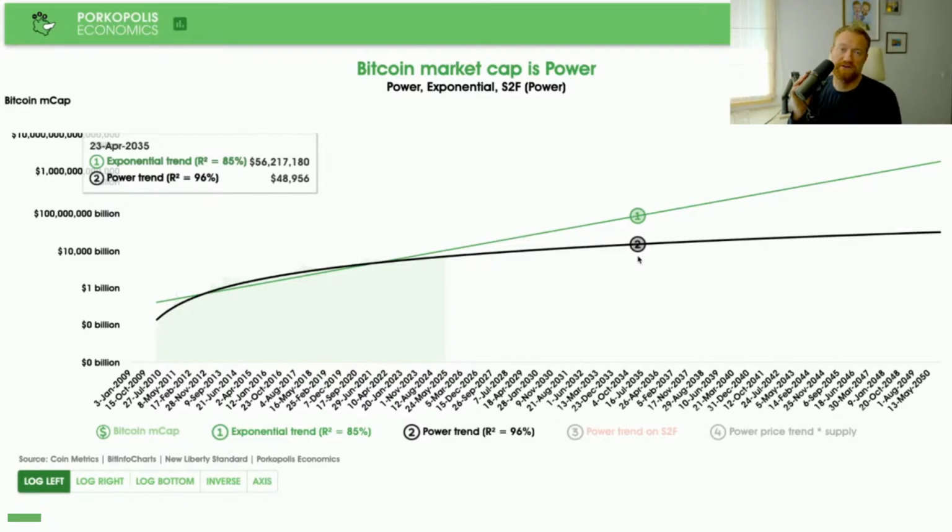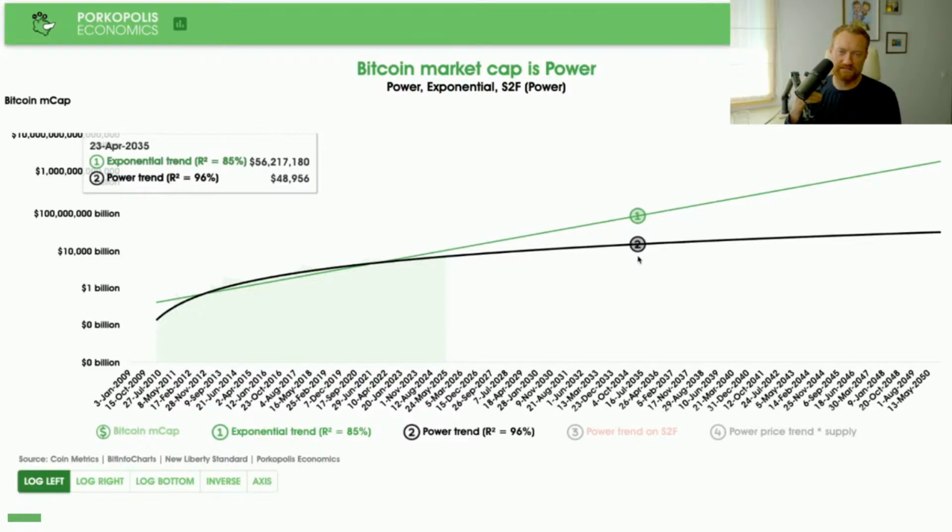The power trend expects $50 trillion. Okay, we're at $2 trillion today. The power trend expects 50 trillion. It's a totally reasonable number. Okay, for a growing network that's worldwide, censorship resistant, people starting to understand how to hold Bitcoin, how to use Bitcoin.